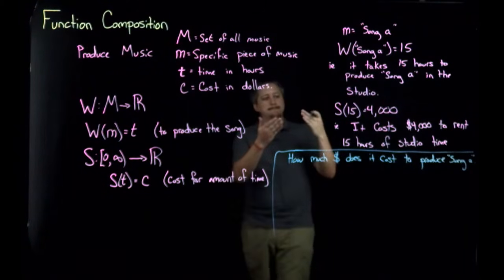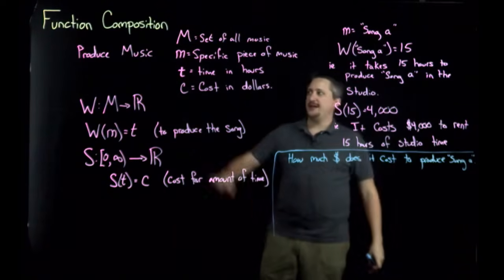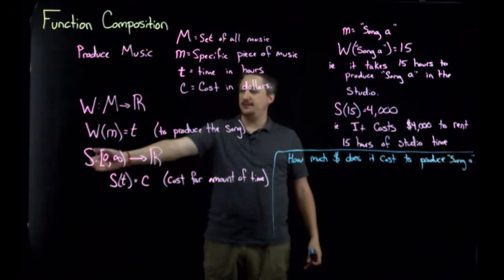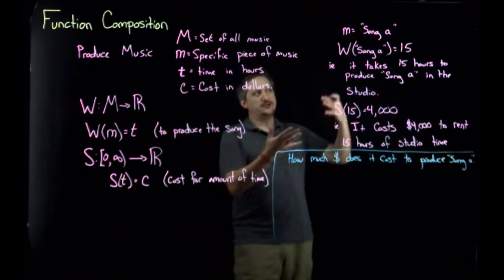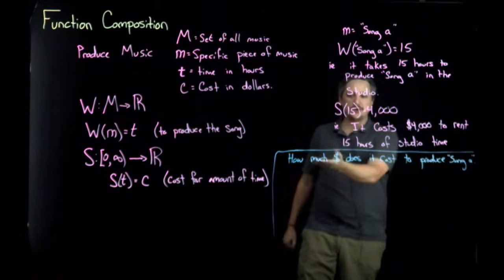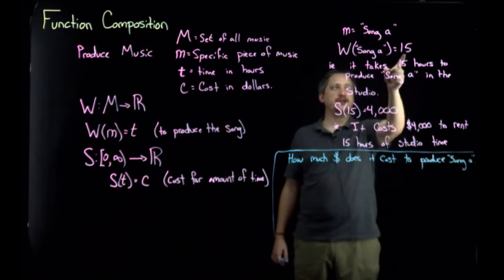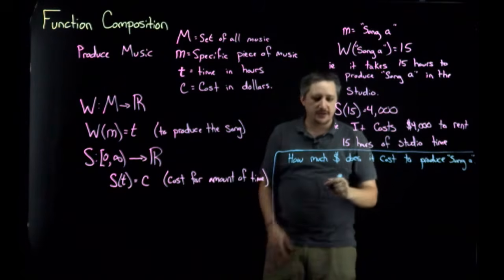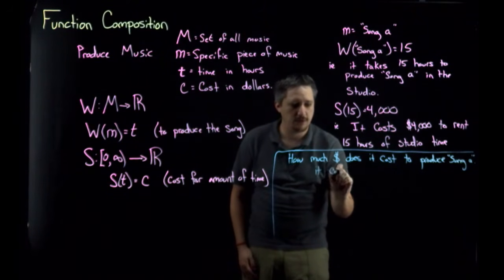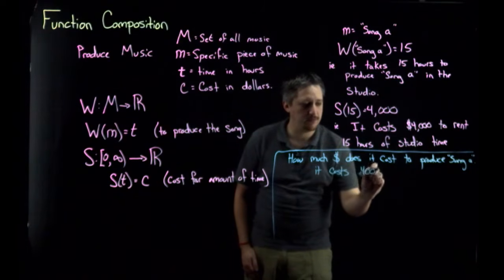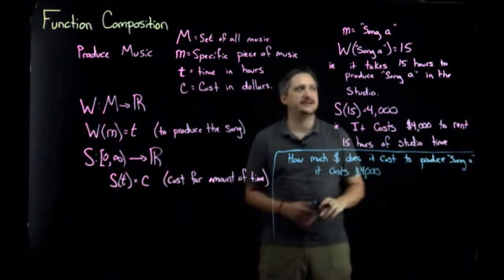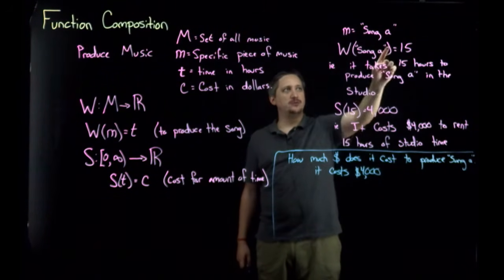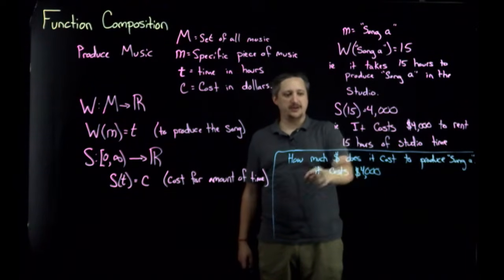Now, I'm trying to relate money to a song, and I don't have a function that does that. My song function only goes to time, and my money function only comes from time. But contextually, we know: if I want to know how much it costs to produce song A, well, producing it takes 15 hours, and 15 hours costs me $4,000. So mentally, we can think, okay, it costs $4,000. Connecting the dots, song A took 15 hours, but 15 hours is $4,000. So song A, through that 15, is $4,000. Bam.